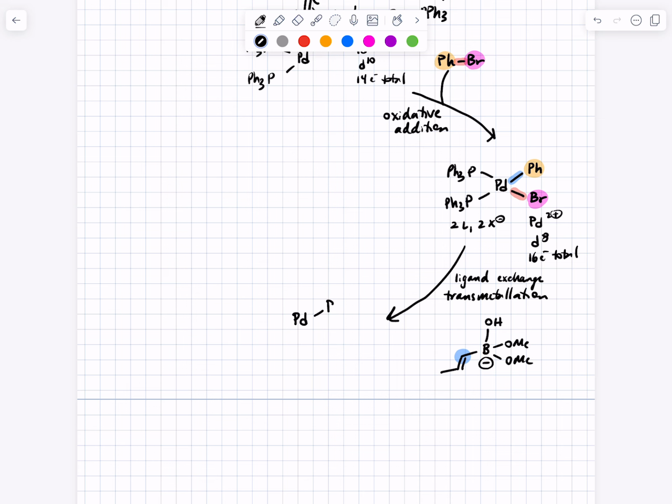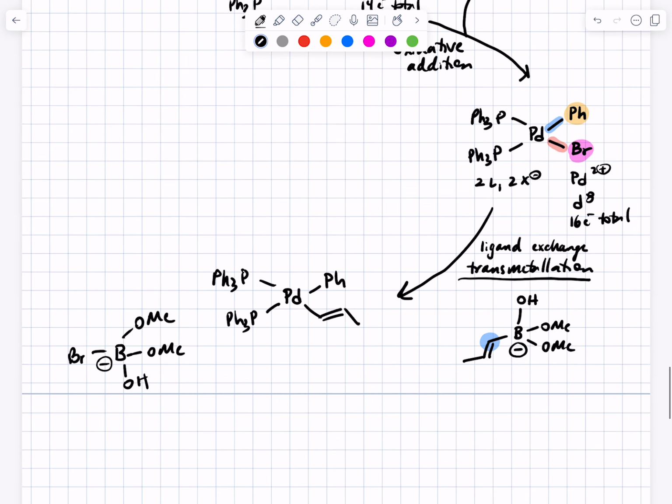So let me draw what happens after that swap. Here's the vinyl group now attached to the palladium. And then over here you now have the boron and the halide attached to it. So the precise mechanism of that step is not really well understood. We won't worry about it, but we will notice that we still have 2 X ligands. We're still palladium 2+. We still have d8 electron count on palladium, and we still have 16 electrons total.